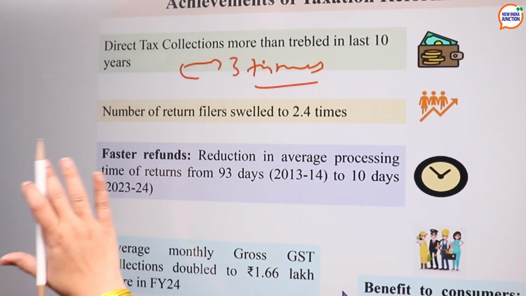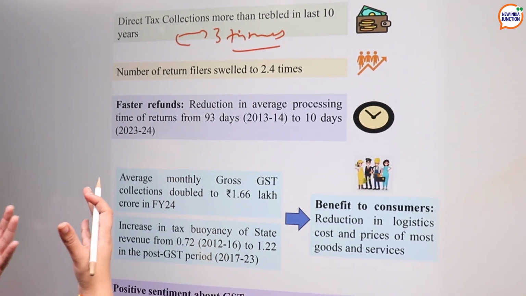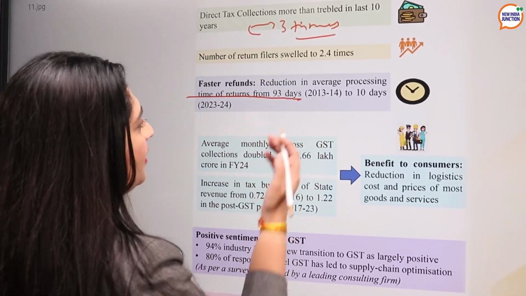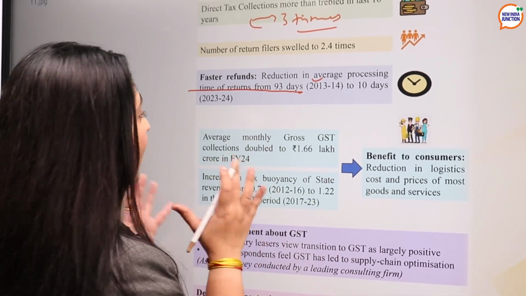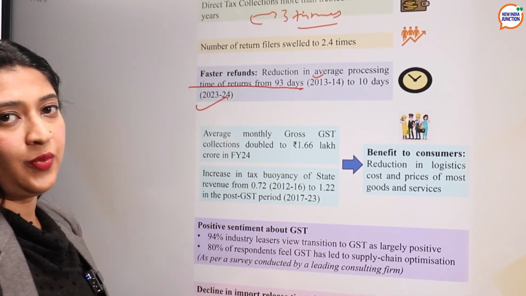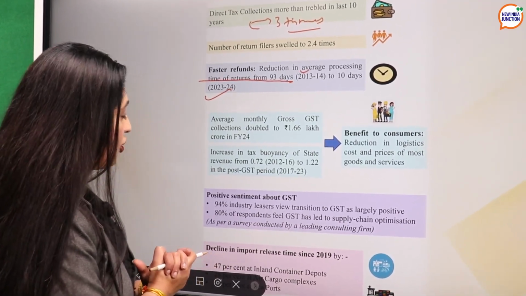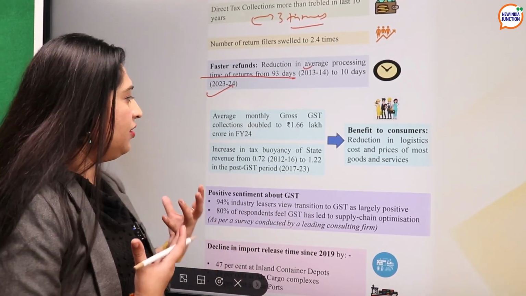Also, the number of return filers swelled to 2.4 times. Then, faster refunds: a reduction in the average processing time of returns from 93 days in the financial year 2013-14 to only 10 days in the financial year 2023-24. Average monthly gross GST collections doubled to rupees 1.66 lakh crore in the financial year 24.